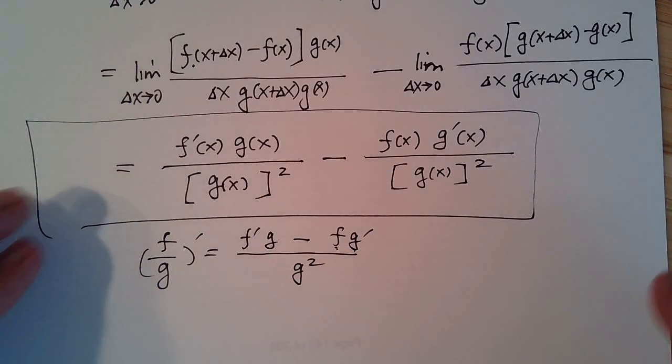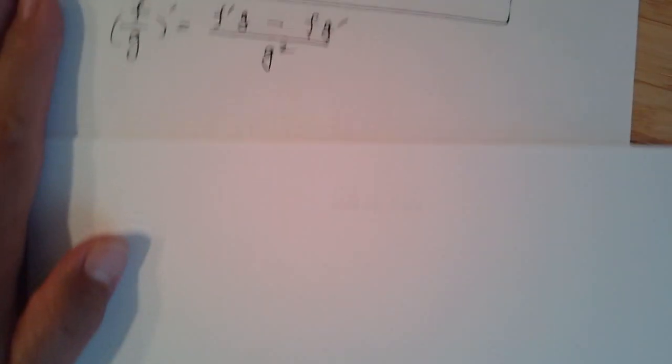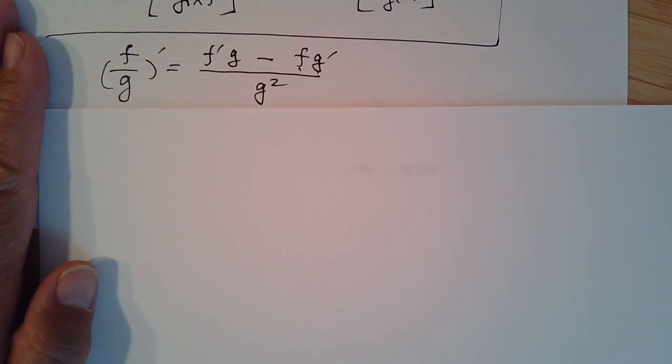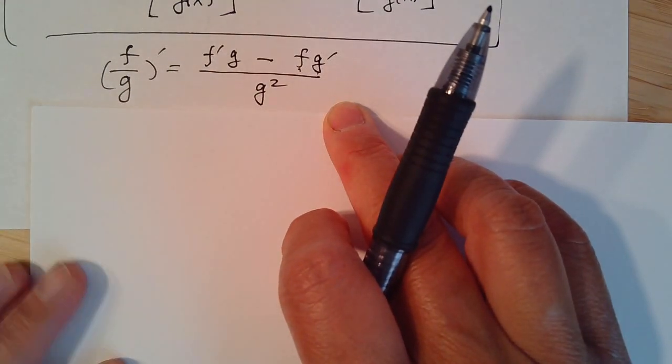So this is called the quotient rule for derivatives. All right, keep this in mind. I keep that at the bottom of the page, and then we're going to work on some exercises or some examples. You're going to see how we work on that.